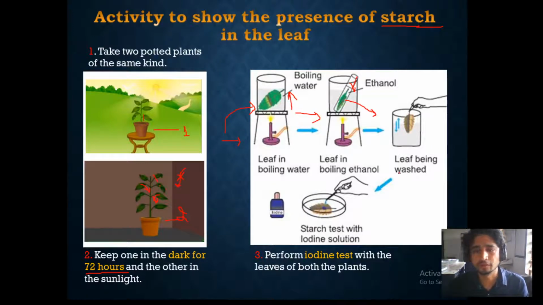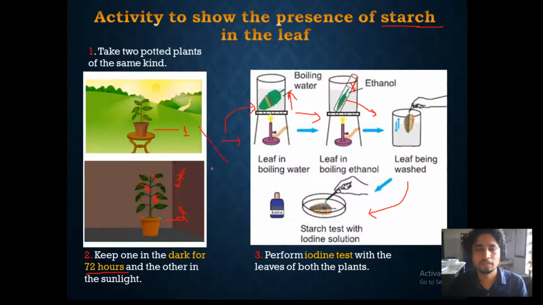At this point, we are going to wash this leaf, and we are going to use iodine to detect whether there is starch in the leaf or not. After this, we are processing it for the iodine test. We are taking the leaf and placing it in a petri dish and giving the iodine. When we give iodine, wherever there is starch, it turns blue in color, and wherever there is no starch, it remains the same color.